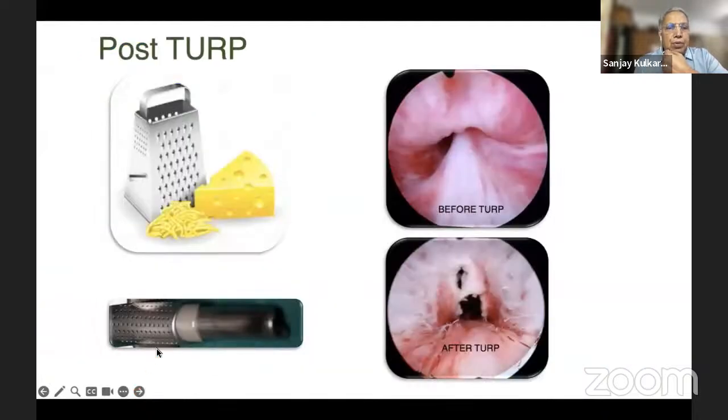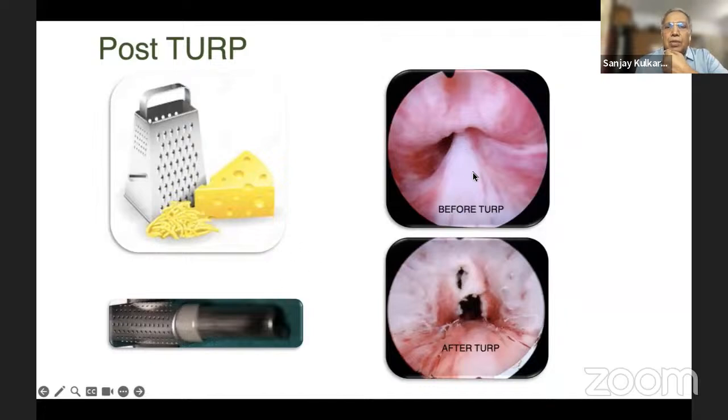What happens? This is my own personal thinking about why they develop this. You can see the resectoscope outer sheath has a lot of holes in it. When it's a tight-fitting urethra and the instruments are a little larger, we get a cheese grater effect. That means the mucosa will bulge into the holes while you are constantly moving the resectoscope.